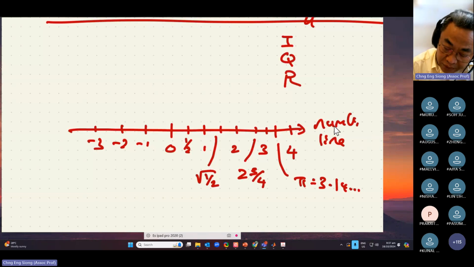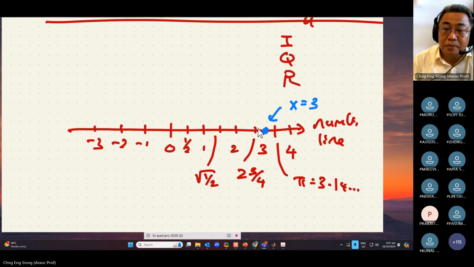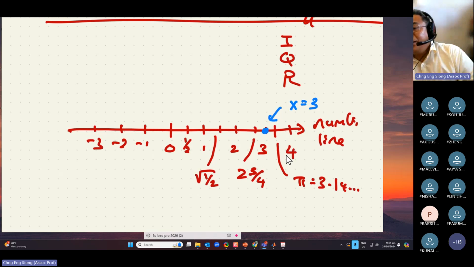All right. So if I want to write 3, so this x equals 3 is here, right? Now someone comes along and says that the number line is not enough. And then they are going to introduce a complex number. So if this is the real number line, I'm going to introduce another line called the complex number line. How would I draw this, guys?